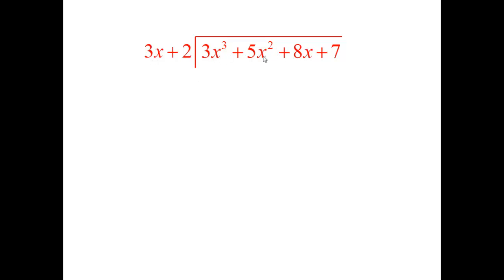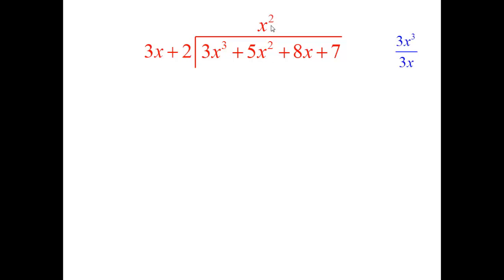So what I can do is just ignore all these terms, ignore this term. What I'm really doing is 3x cubed divided by 3x. And if I think about it like that, ignoring everything that I'm not really needing to worry about right now, I can very quickly come up with x squared. Now notice where I put the x squared, I like to line up my terms. It helps me be consistent throughout the problem. So I put the x squared on top of the x squared term.